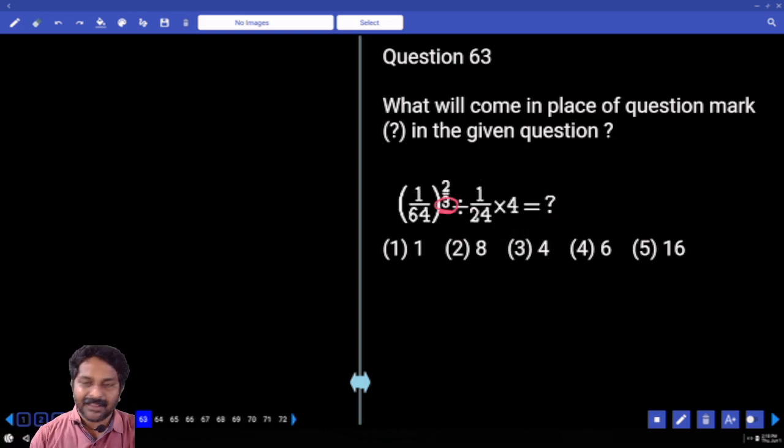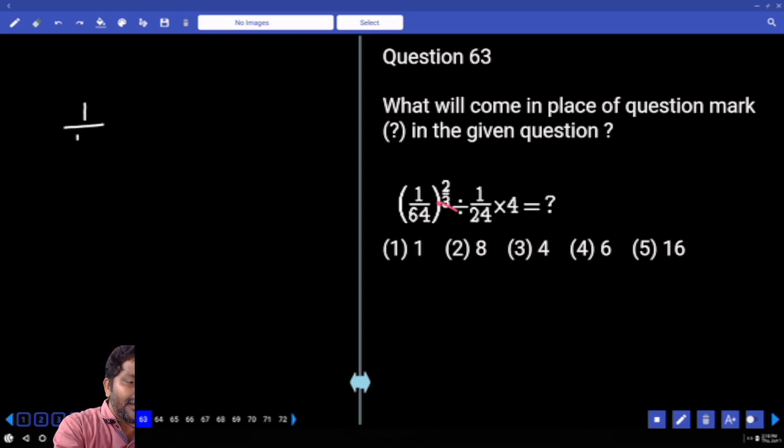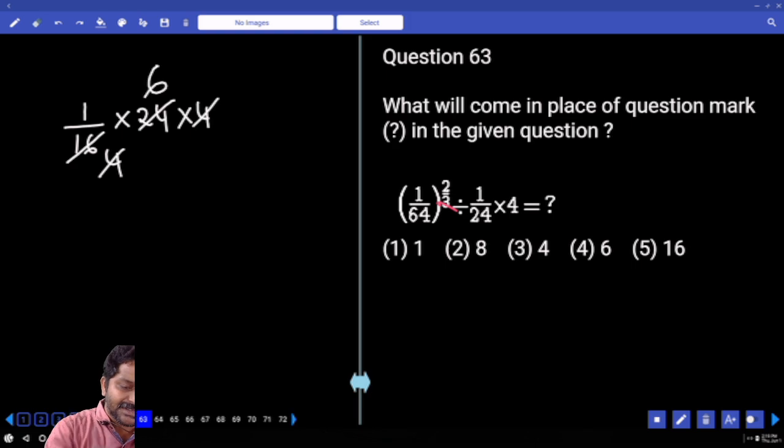Denominator is 3, right? Exponent. For exponent, denominator is 3. So, identify this number as some number to the power of 3. So, 1 by 64 can be written as 1 by 4 whole cube. Whole cube and then denominator 3 gets cancelled. Finally, you are left with 1 by 4 square, 16. Divided by 1 by 24 can be written as into 24 into 4. 4, 4 times, 4, 6 times.